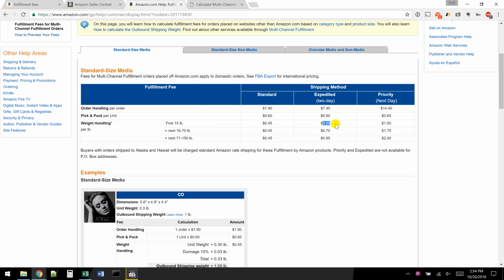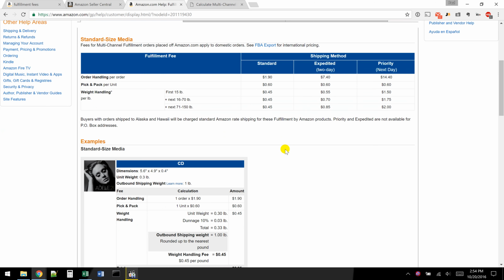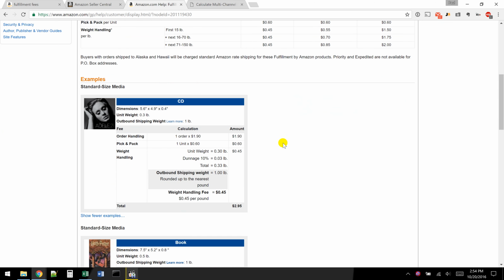For the next 16 to 70 pounds, each one of those is 70 cents per pound. So you would take 15 times 55 cents for that first 15, and then let's say it's a 30-pound package, you would take 15 times 0.7, add those together, and you get your weight handling. Same thing if it's 71 all the way up to 150 pounds, at which point it would become oversized. So sort of complex, but it sort of makes sense.